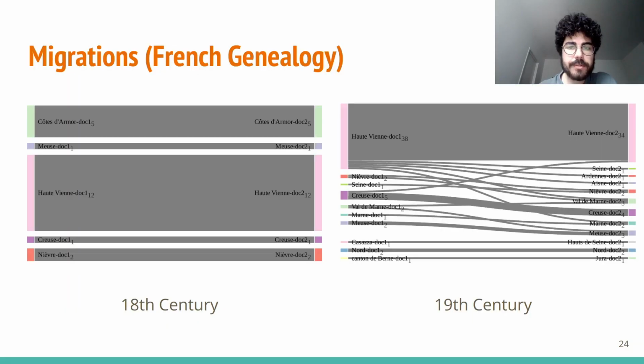Here are the migrations between French departments in the 19th and 18th centuries, represented as Sankey diagrams. We can clearly see there is no migration in the 18th century and some people moving places between their birth and death in the 19th century, mainly from Haute-Vienne to other departments. This was revealing to our collaborator.